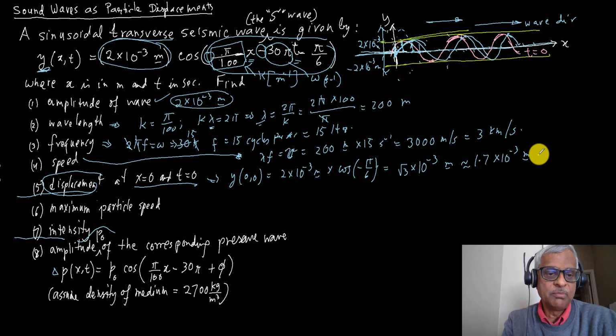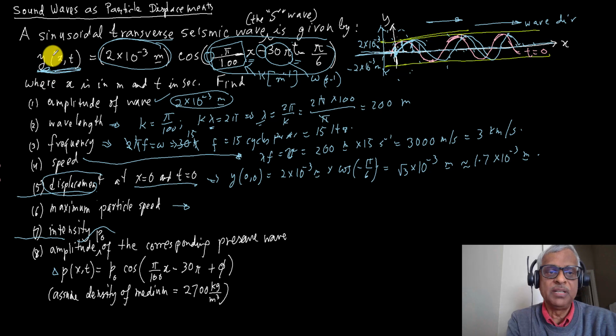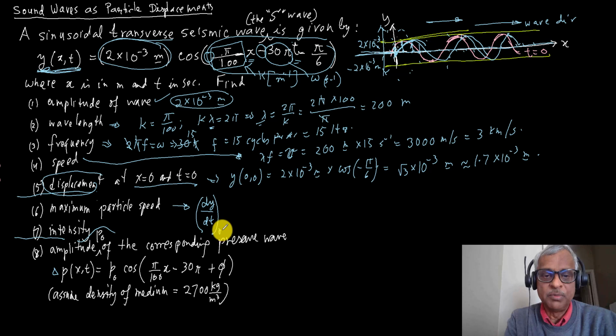Okay, so how do I get maximum particle speed? This is the displacement. I just take dy/dt and see what the maximum of this will be. We want the maximum of the absolute value of this.